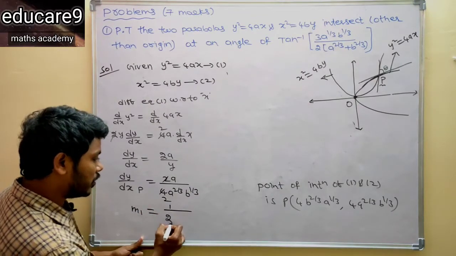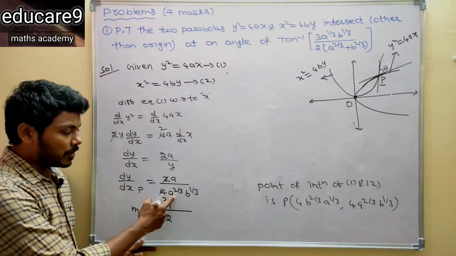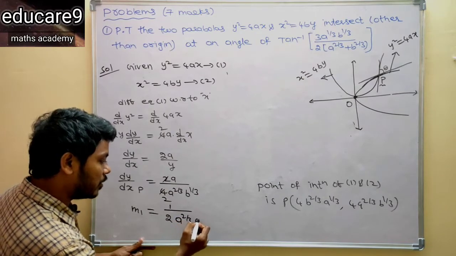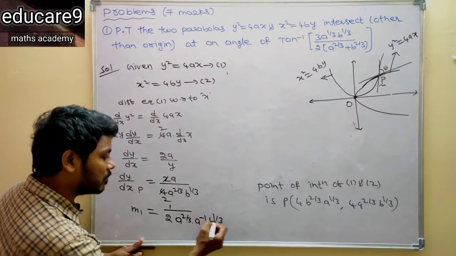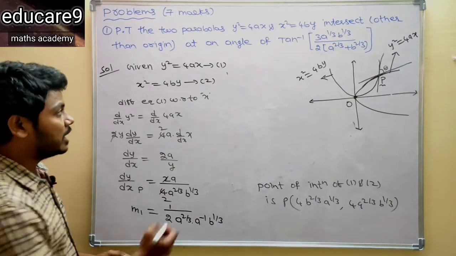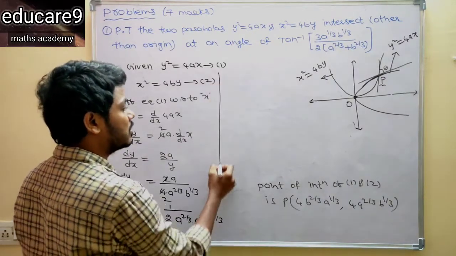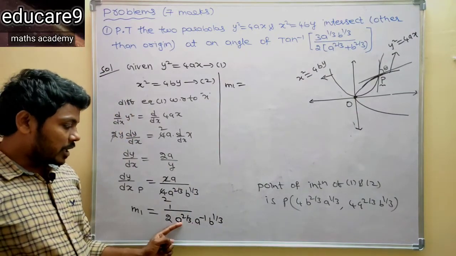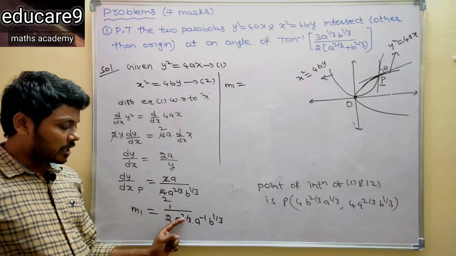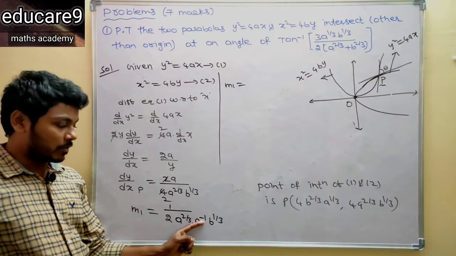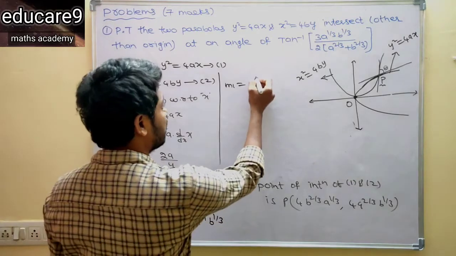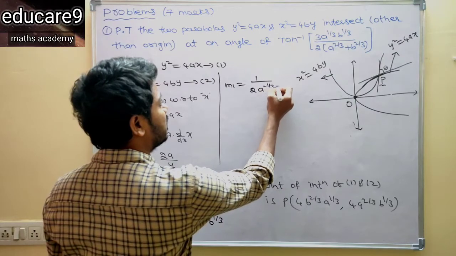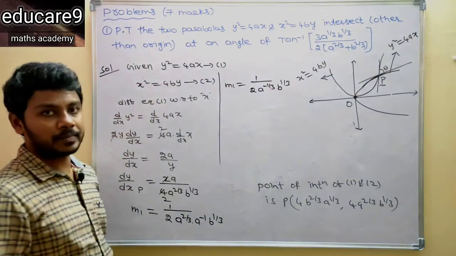It is 1 by 2 into a power 2 by 3 into a power minus 1 b power 1 by 3. So clearly, m1 is a power 2 by 3 into a inverse, that is 2 by 3 minus 1, you will get minus 1 by 3. That is m1 equals 1 by 2 a power minus 1 by 3 b power 1 by 3.